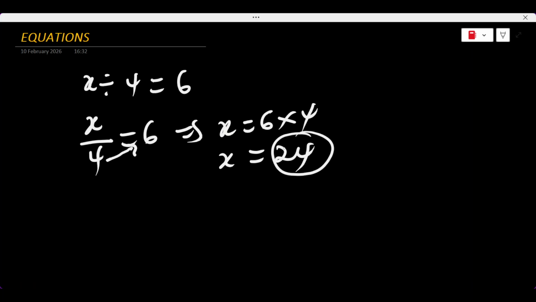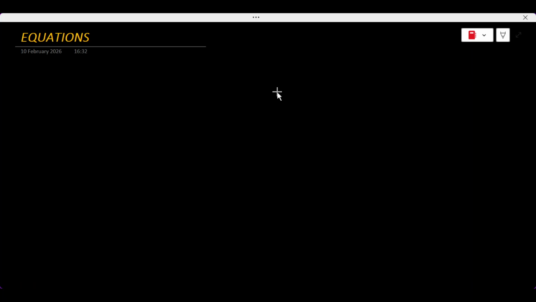I hope that is clear. All right, so let's have our next example. This one, we are moving a step higher. So we have 2x plus 3 equals 11. This one, we call it a two-step equation, which we'll be looking at in the next video in detail.